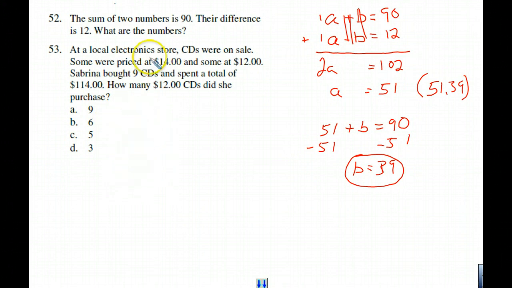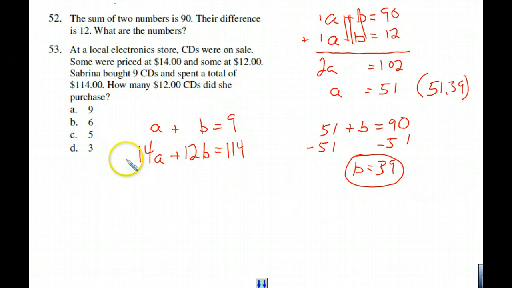Okay, so we have 9 CDs. We know price-wise, she spent $14, let's say A, for those CDs, and $12, B, for those CDs, and we know it added up to $114 total. And she bought 9 CDs total. So we know that A plus B, the number of CDs, equals 9.